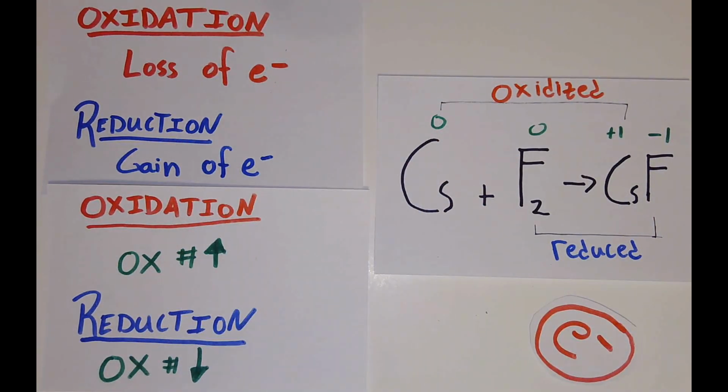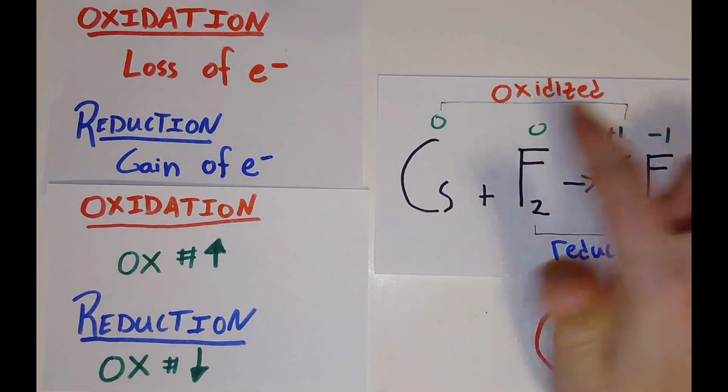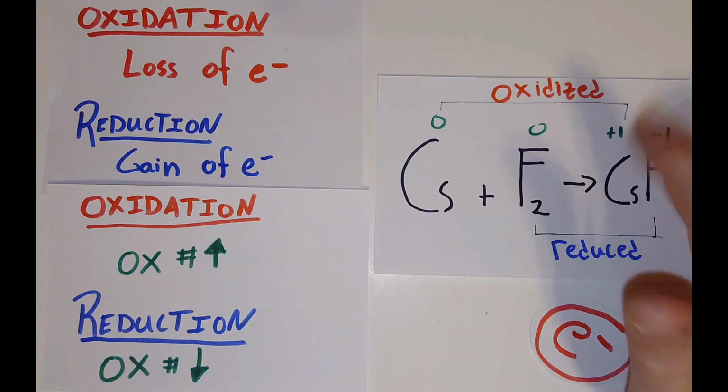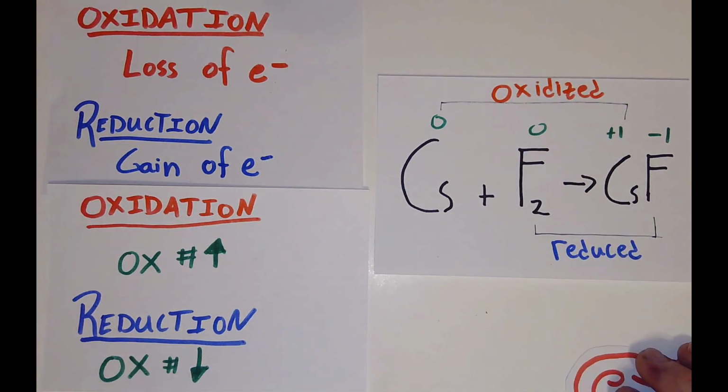Now, most of the questions I'm going to ask you for the next day are just going to be like this, where I give you a chemical reaction, and I give you some of the oxidation numbers. Again, you don't need to know how to find these yet. And you're going to tell me, hey, was this oxidized or was this reduced?